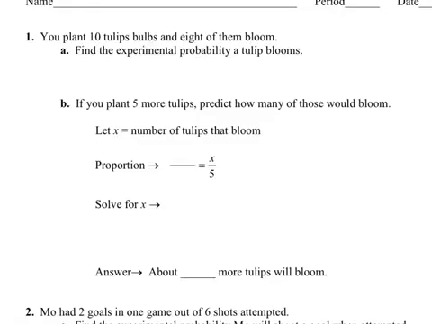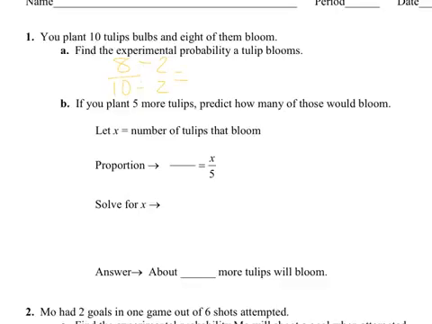So here we are on number 1. Number 1 says you plant 10 tulip bulbs and 8 of them bloom. Part A says find the experimental probability that a tulip blooms. In this case you're actually performing an experiment. What did you do in this experiment? Well, you planted 10 bulbs, and out of those 10 total bulbs, 8 of them bloomed. And just like in the previous blocks, we're going to reduce our ratio here. The greatest common factor between 8 and 10 is 2.